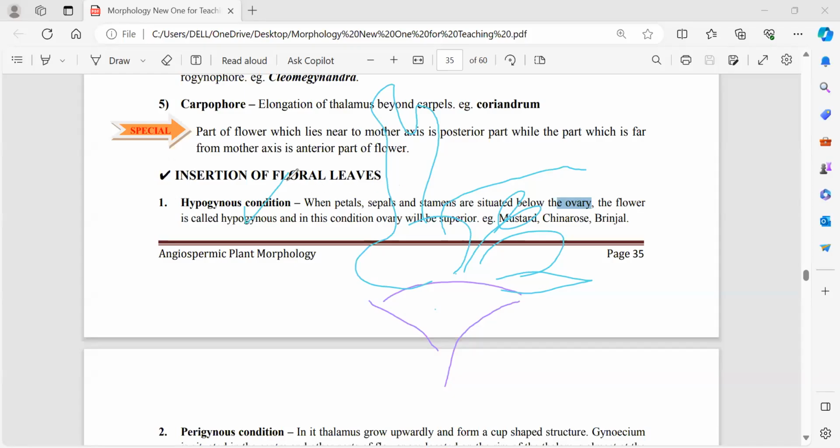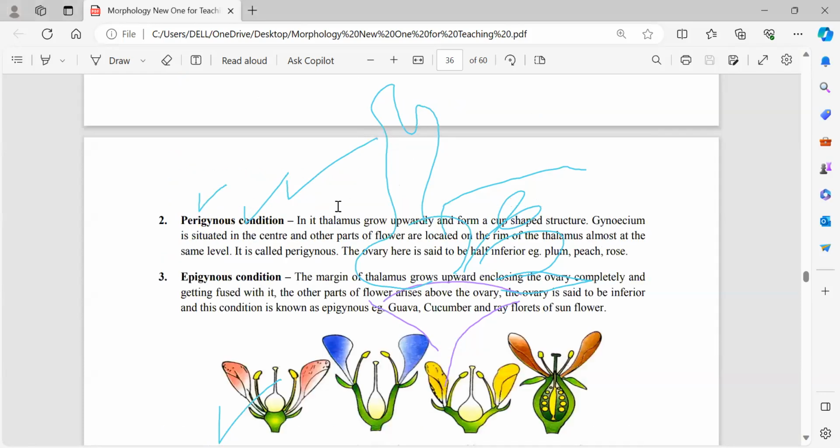So today's topic, where we are starting, is insertion of floral leaves. Based on the insertion of floral leaves with respect to ovary, we have several conditions. One condition is hypogynous condition. Second condition is perigynous condition. The third condition is epigynous condition.